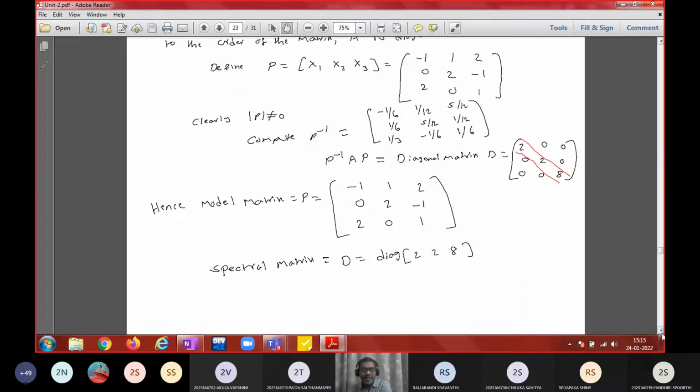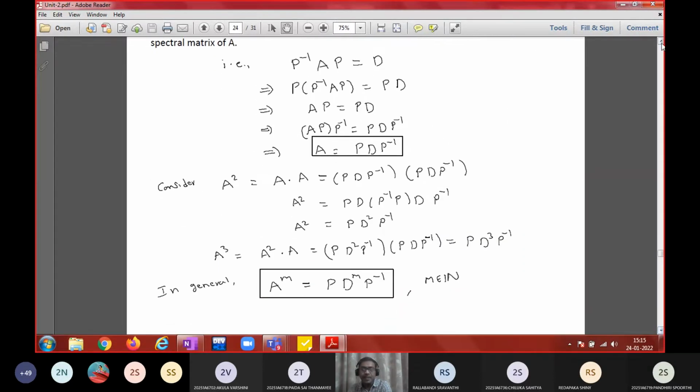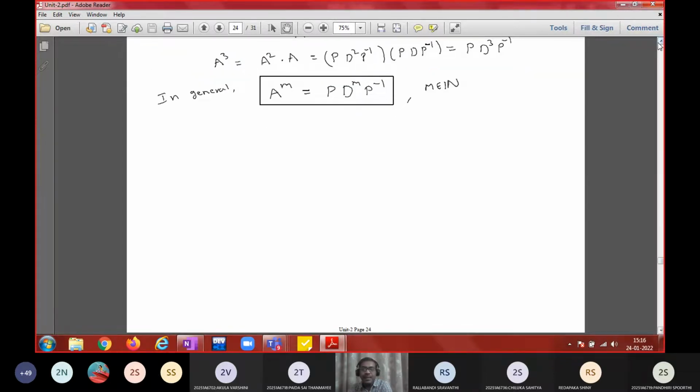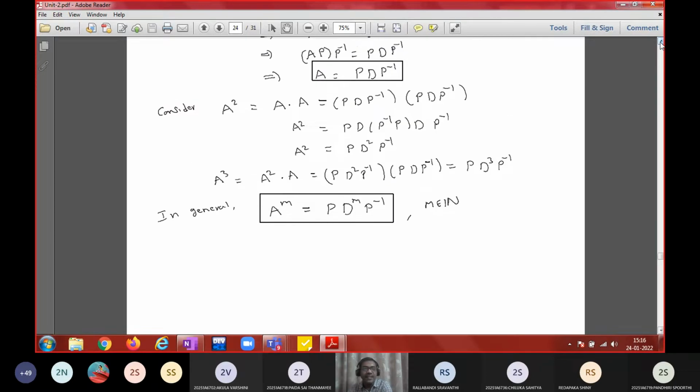And what is the application of this diagonalization? See, P inverse AP equal to D means what? You multiply both sides with P. Then P inverse cancels, AP equals PD. Or A equals what? A equals PD, post multiply both sides with P inverse: PD P inverse. What is the advantage of this?